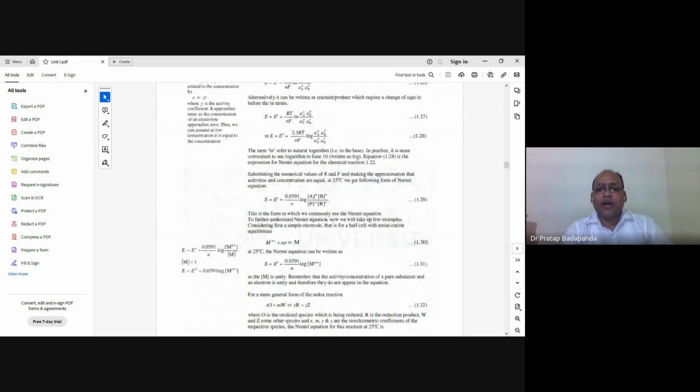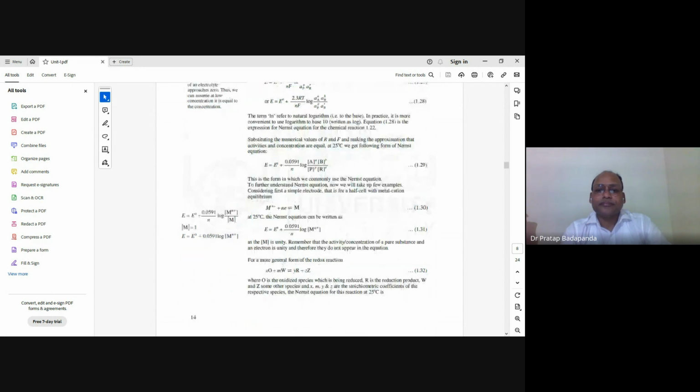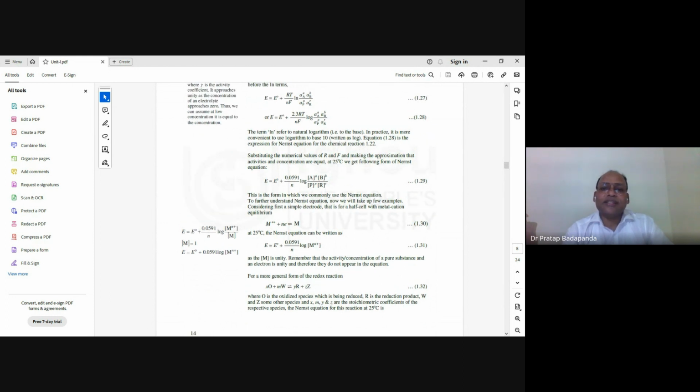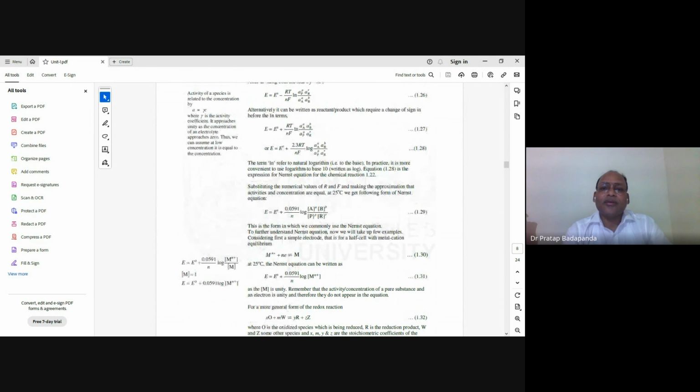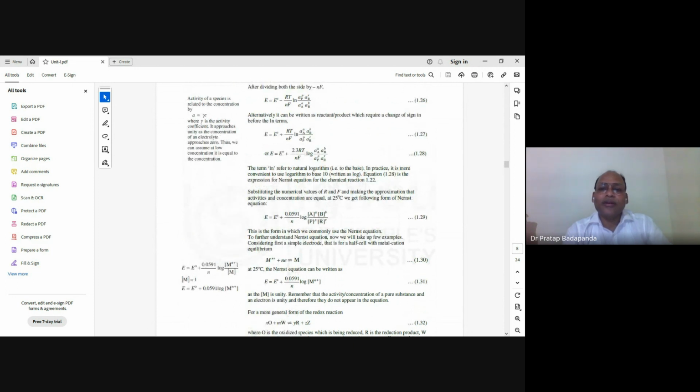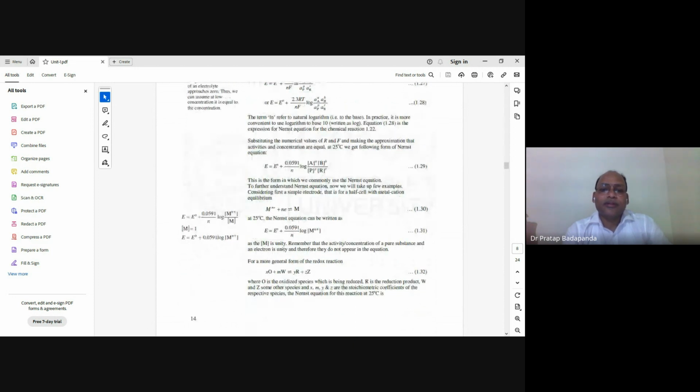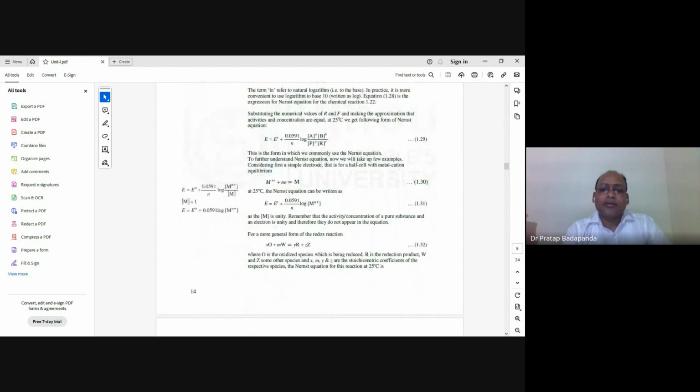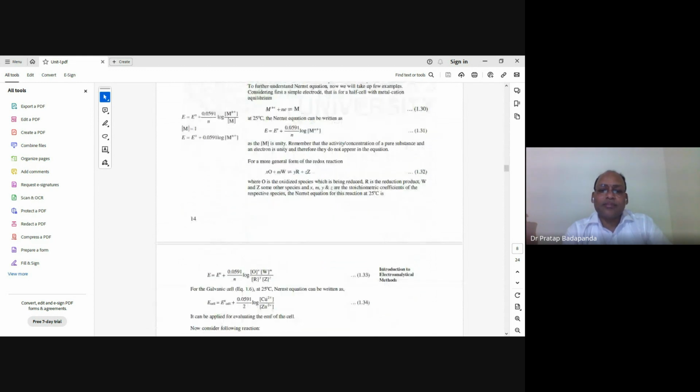Okay, now we'll come to the Nernst equation. E cell is equal to E0 cell minus... Actually, dear students, there is a mistake here. Here they have put the value of minus. No, this formula has some mistake.